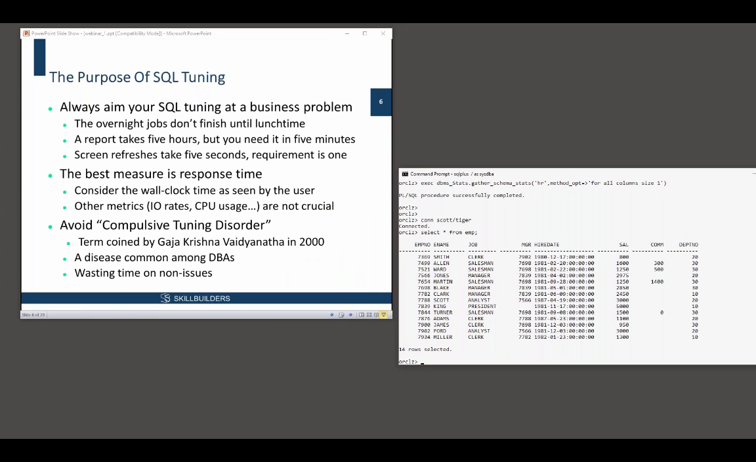There are any number of metrics in a database that people get upset about. Don't worry about them. I'm sure some of you have heard the term compulsive tuning disorder, CTD. A chap called Krishna Vaidyanatha invented it many years ago, and it's become very popular. It's supposed to be funny. Well, I guess it was funny when Gaja first invented it. It's a useful concept, though, the idea of compulsive tuning disorder. The way he described it is that many DBAs waste a phenomenal amount of time thinking they're doing useful work, when in fact they're just fiddling around, wasting energy.